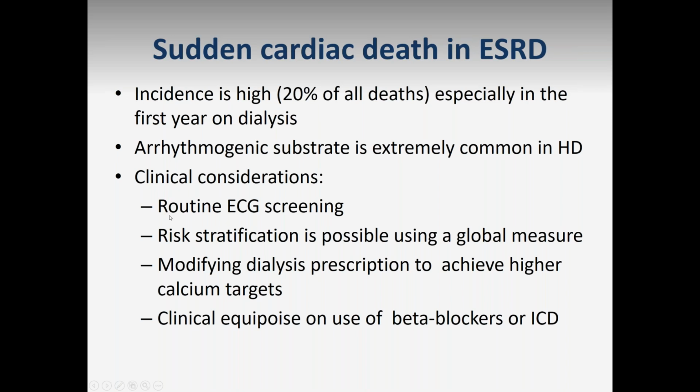So I would propose that we should actually do more routine ECG screening, that we should actually think about risk stratifying, potentially using this global ECG metric so that we can start understanding who's at risk and potentially managing their dialysis differently. I think you can modify your dialysis prescription to achieve a higher calcium target, but recognize that we really do still have clinical equipoise on the use of beta blockers or on ICDs overall.